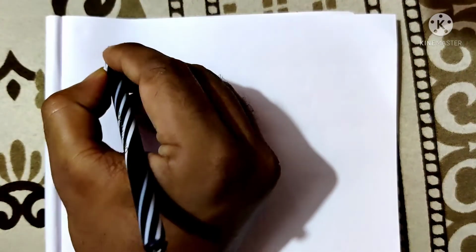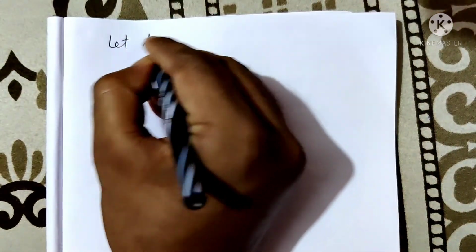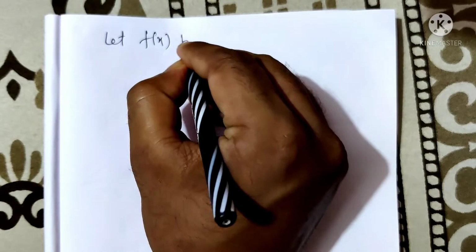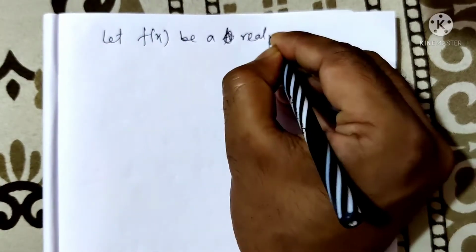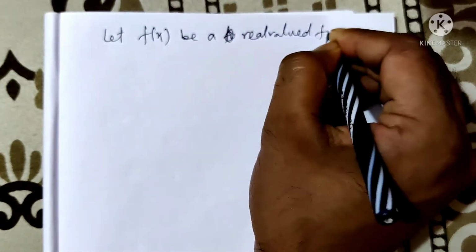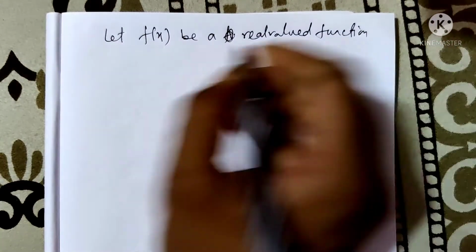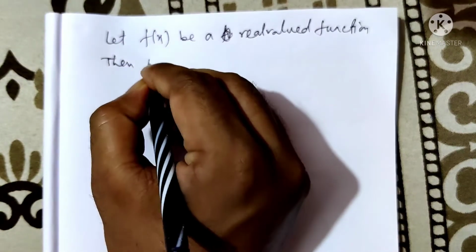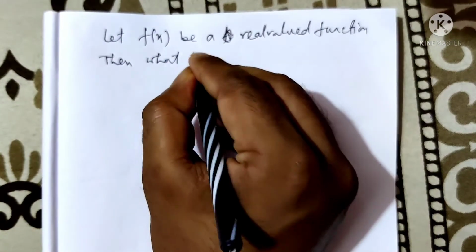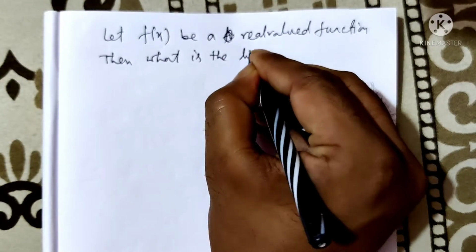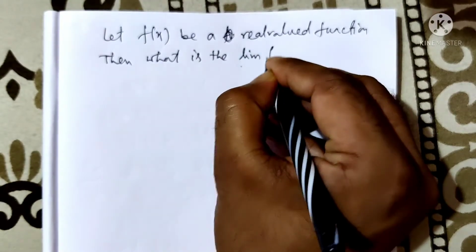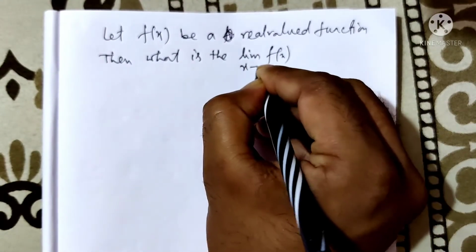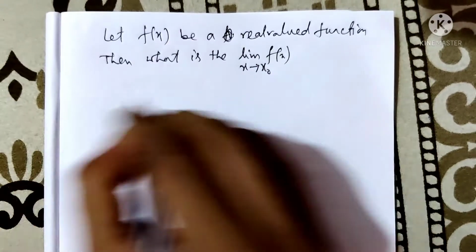Today we learn about the limit of a function. Let f(x) be a real valued function. Then what is the limit of the function f(x) as x tends to x naught?